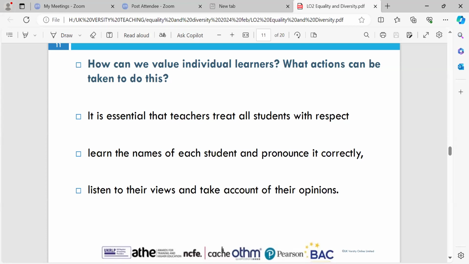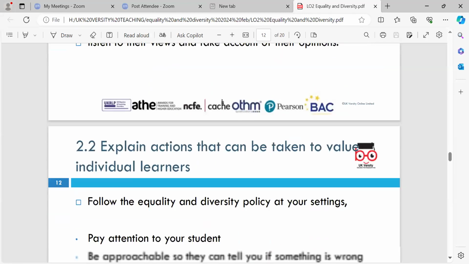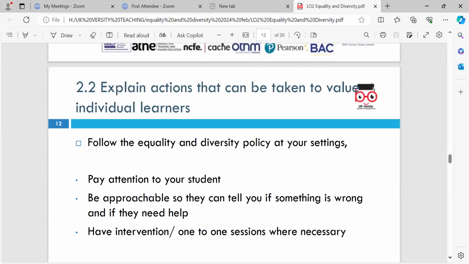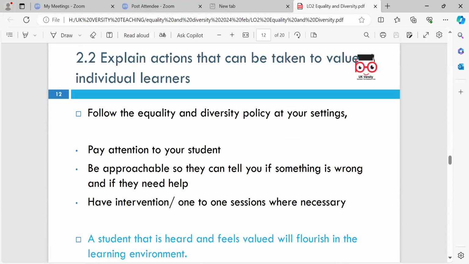But make the student feel valued, make sure that you listen to them and pay attention to the student. Be approachable so that they can tell you if something is wrong and if they need help, and have intervention. So one-to-one sessions like tutorials, listening to the student, and guiding the student as well. It says a student that is heard and feels valued will flourish in a learning environment.